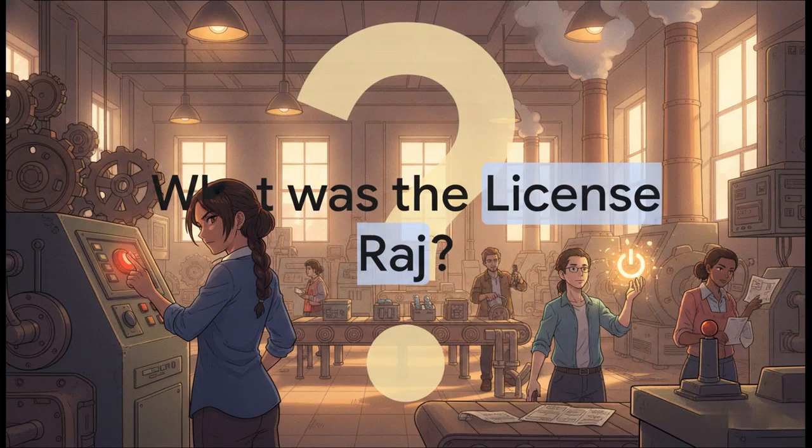All right, entering level 4, the factory floor. We just handed you the power-up, so let's see if you can apply it. What exactly was the License Raj? A, complete free trade. B, government regulation and licensing of industries. Or C, no government involvement whatsoever. Don't overthink this one, just trust your instincts. What do you think it is?